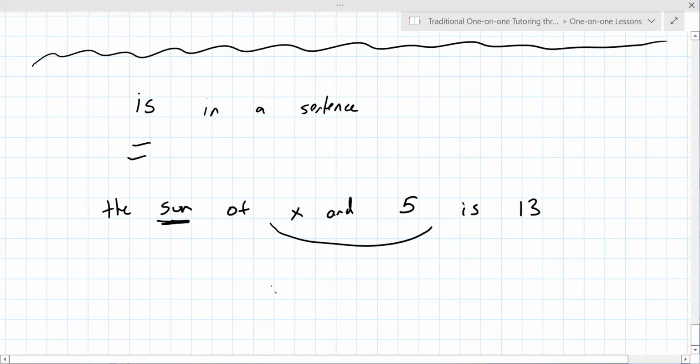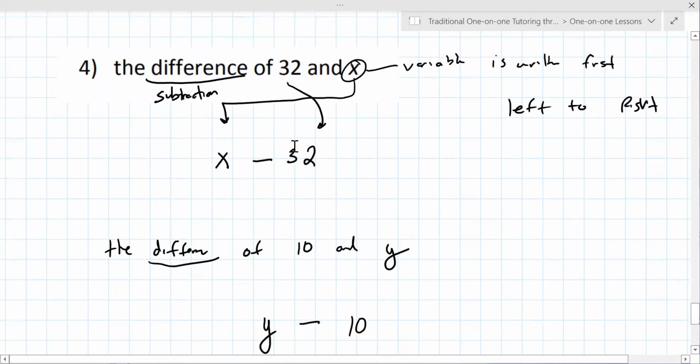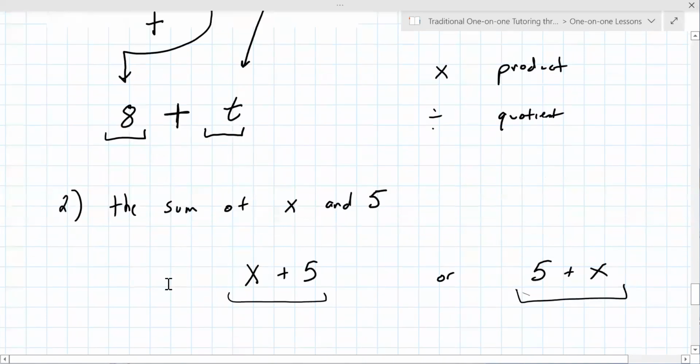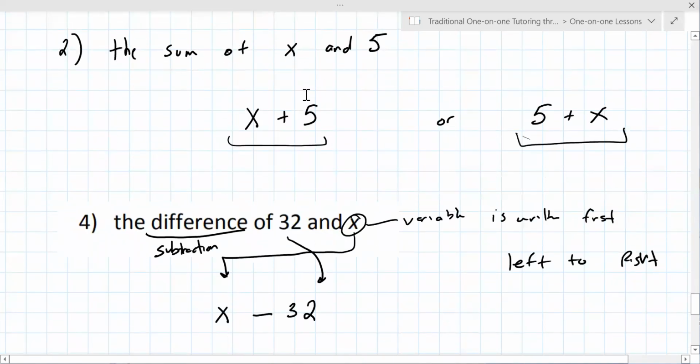X plus or subtraction. What does the word sum refer to? Okay, let's go back up. What math operation does the word sum refer to? Plus. Okay, and how did we use it in this problem? What math operation did we use? The plus. Okay, how about in this one? The sum of x and 5, what did we use here?